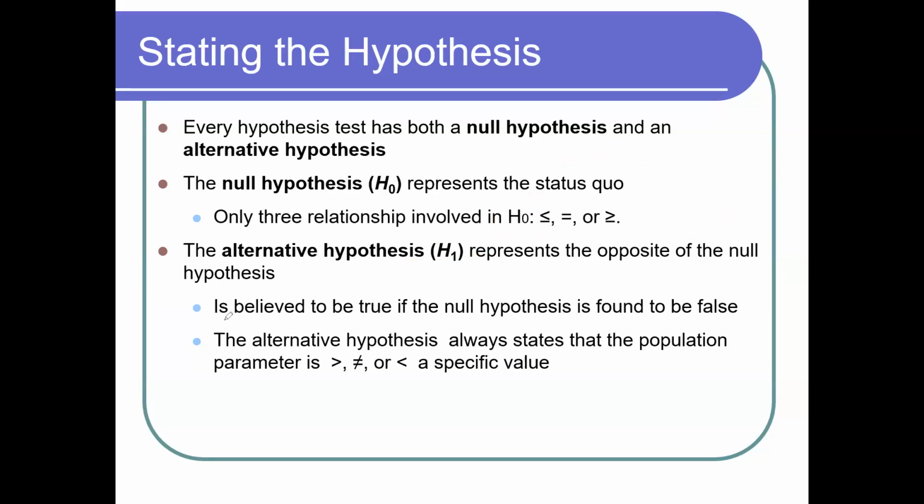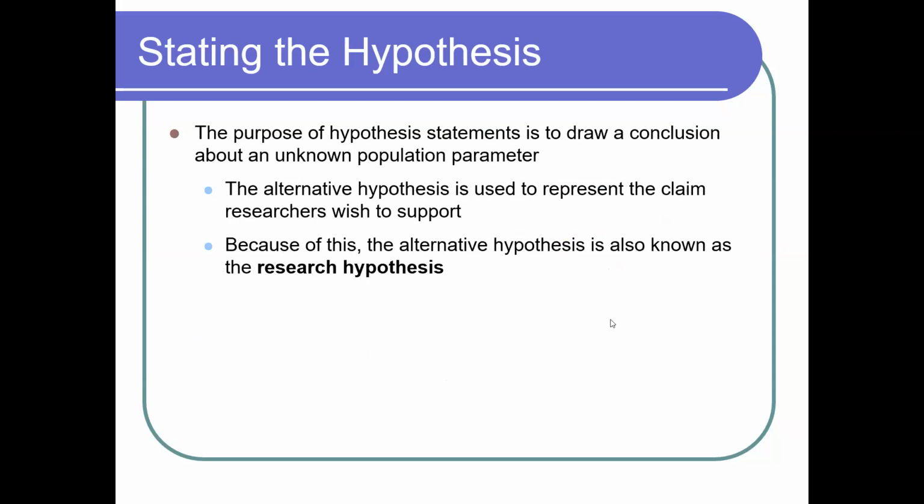Usually we would try to see whether or not the alternative hypothesis is true. But when we test it, we are not going to say this is true. We are going to say the null hypothesis is not true. We have to reject the null hypothesis to say we think the alternative hypothesis is true. The alternative hypothesis always states that the population parameter is greater than, less than, or unequal to some specific number. So it's totally opposite of the null hypothesis.